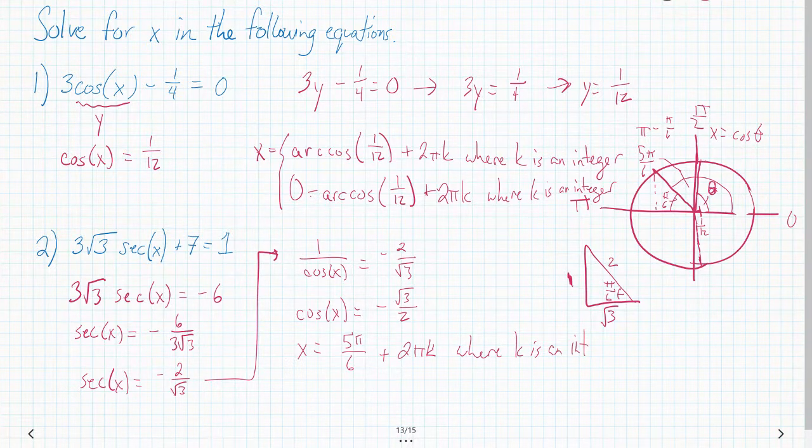But this is not all. Remember, we're outside of our domain, or outside of the range in certain cases. So I can do pi over 6 also in this range, right? Because that would give us the same x value. So if I take this angle all the way around, this would be pi plus pi over 6. And so that would be 7 pi over 6 plus 2 pi k where k is an integer.